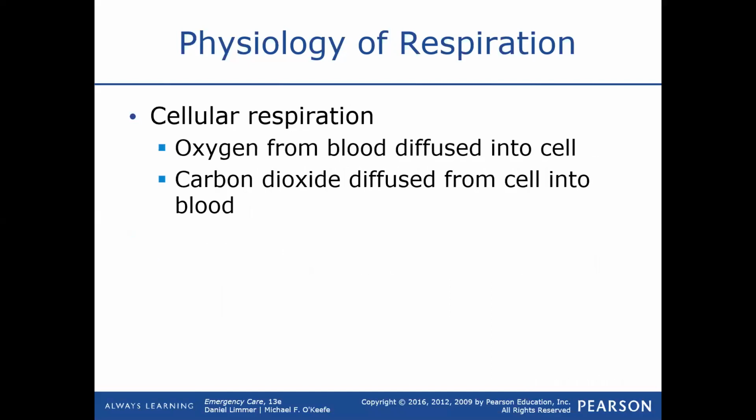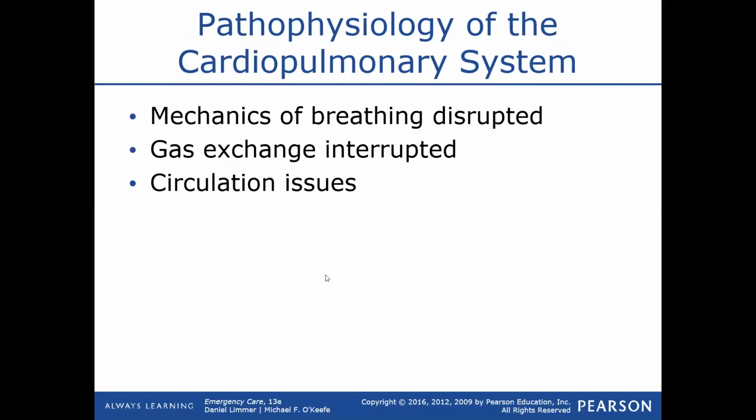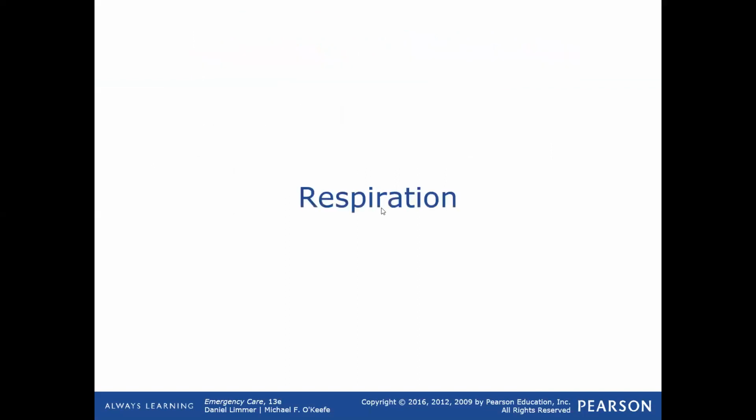Cellular respiration is the oxygen from the blood diffusing into the cell. So now the oxygen has run around the bloodstream, it hits the cell, and it works its way into the cell. That's cellular respiration, again oxygen in, carbon dioxide out. Now, the pathophysiology of the cardiopulmonary system, we hit on this stuff. Mechanics of breathing is disrupted, gas exchange is interrupted, and there are circulation issues. Those are some issues we can see in the cardiopulmonary system.